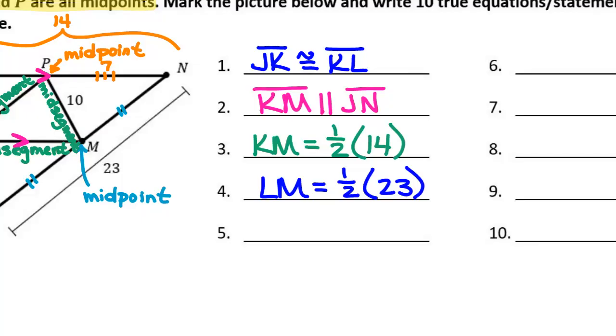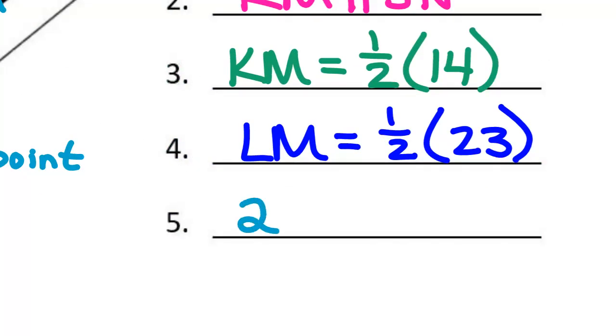What's another statement that we could make here? Are there any other segments that we know the size of? Yep, we know this mid-segment PM. I know that that's 10. How would that relate to this side over here? How many mid-segments this big fit over here? 2. So I could do 2 times 10 equals JL.